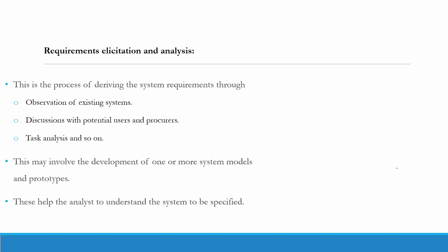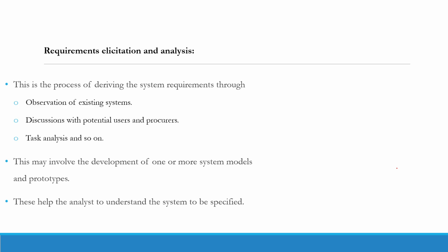The second phase of software specification is requirement elicitation and analysis. In this part of the process, we have to gather the requirements. This is the process of deriving the system requirements. So we observe the system, discuss with the potential users and procurers, and analyze the tasks: who has the roles, who are the members in a certain task, what will be the flow of the process, what kinds of input the task will take, and so on.